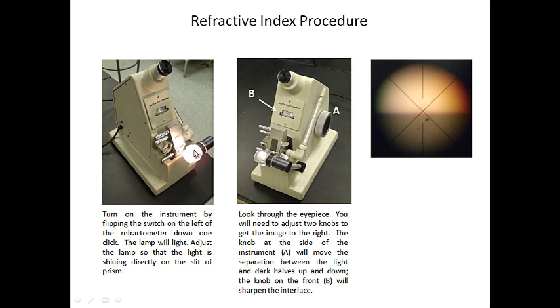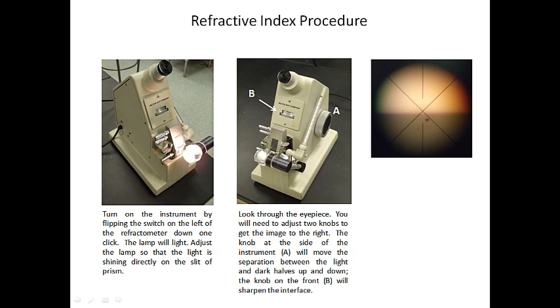You position the light so it's shining right on this slit on the refractometer, and you might have to play around with the position of the light in order to get the sharpest image possible. So once you do that, then you look through the eyepiece, and what you're trying to do is to get an image that looks like this.